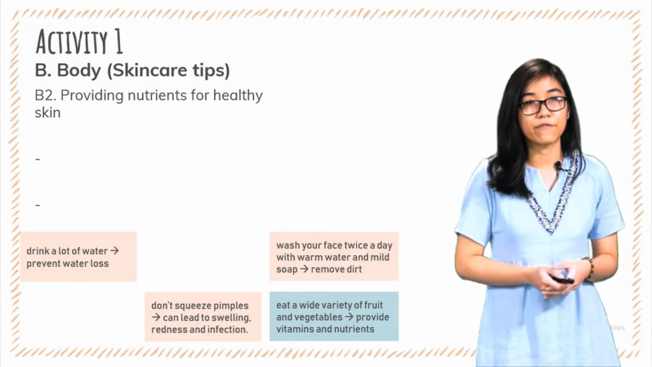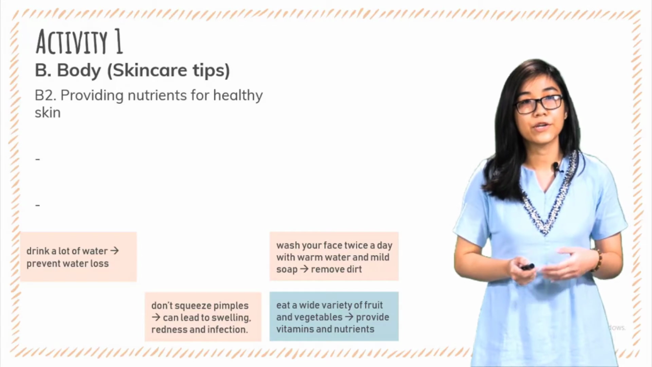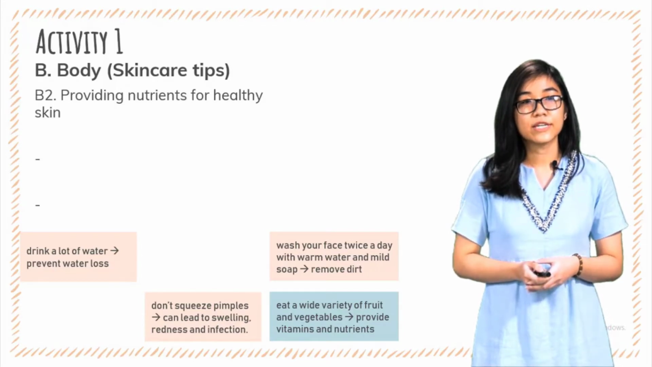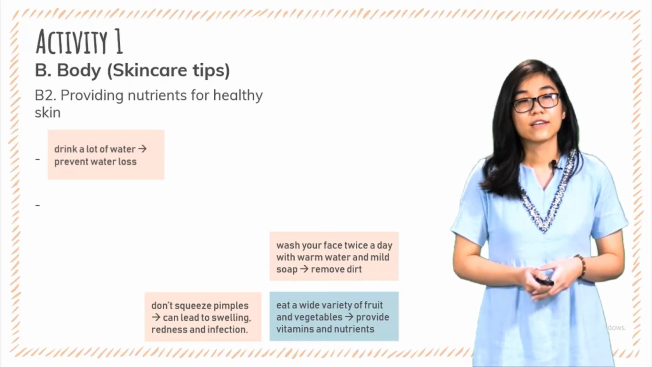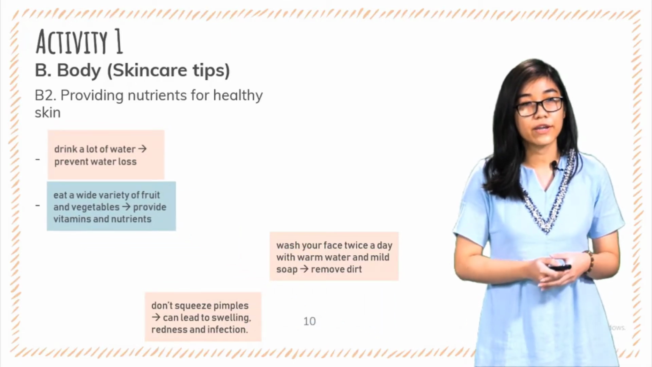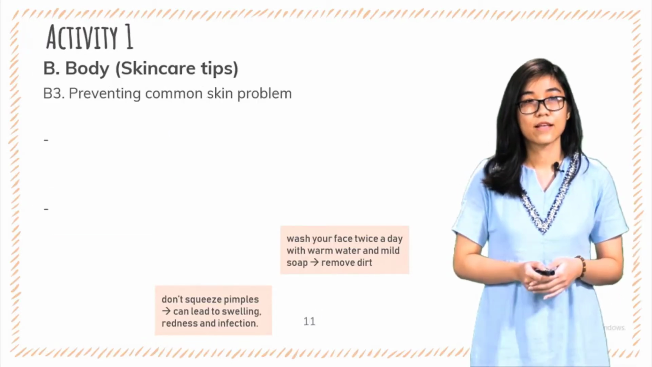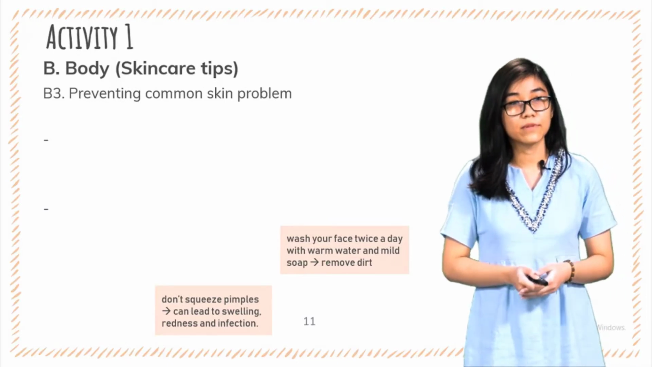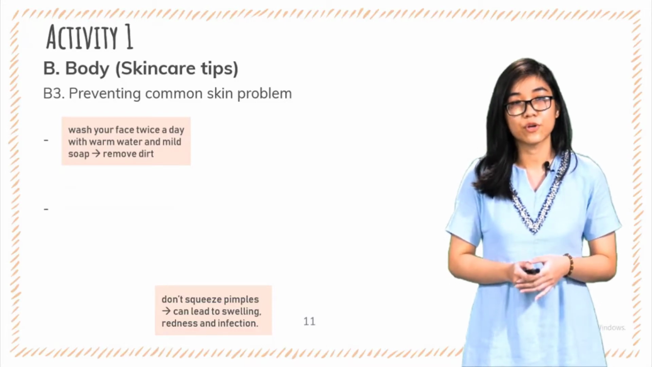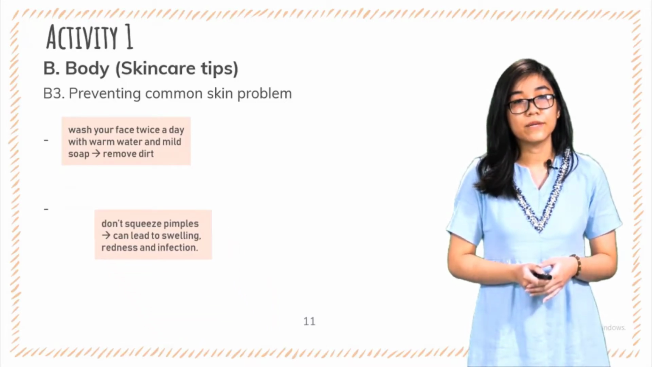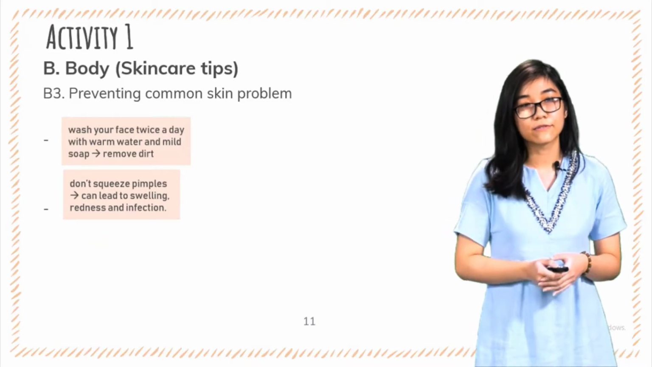In our second paragraph, we have providing nutrients for healthy skin. So we have to do something to provide nutrients for our skin, such as we have to drink a lot of water to prevent water loss. And then we have to eat a variety of fruits and vegetables to provide vitamins and nutrients for our skin. Next, to prevent common skin problems, please remember to wash your face twice a day with warm water and mild soap to remove dirt. And please, you shouldn't squeeze pimples because it can lead to swelling, redness, and infection.